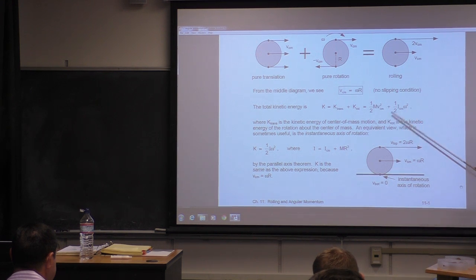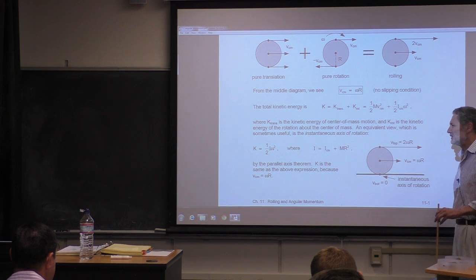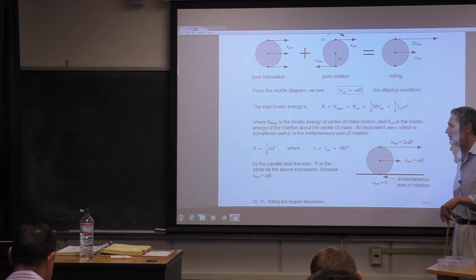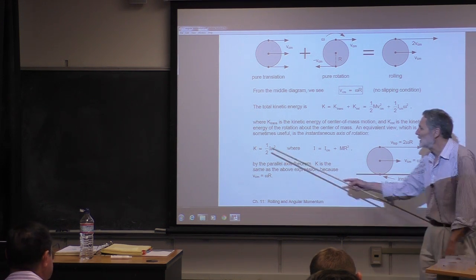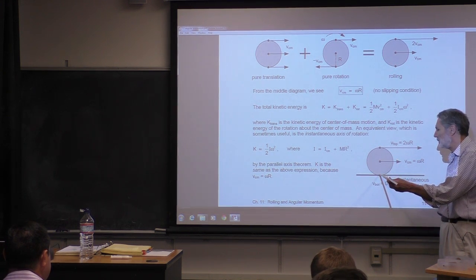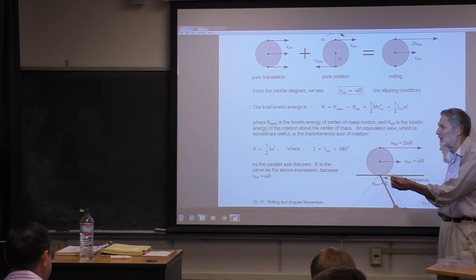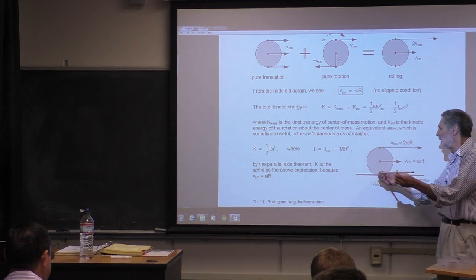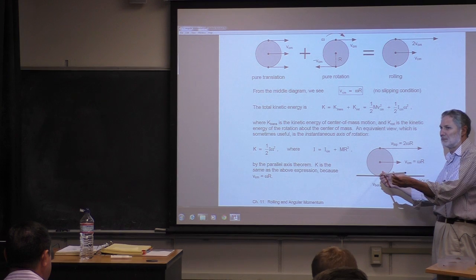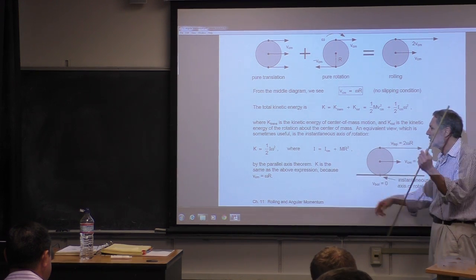Now, from the other point of view, the instantaneous axis of rotation, the energy is instantaneously all rotational. So it's 1/2 I omega squared, but you have to use the moment of inertia about the instantaneous axis. And what's the relationship between the moment of inertia about here and the moment of inertia about there? The parallel axis theorem.